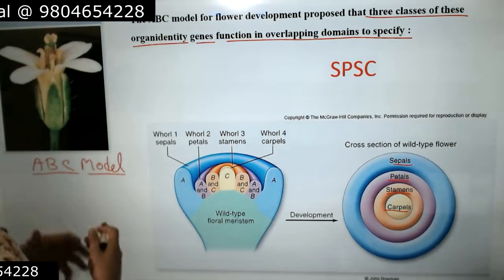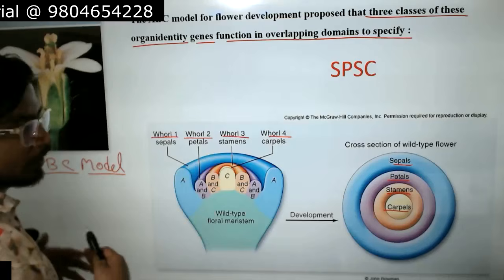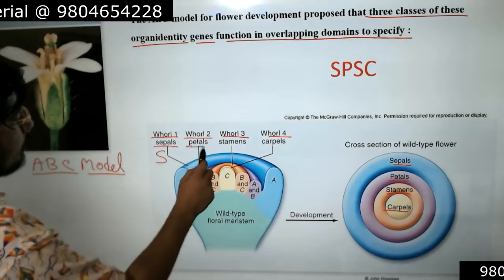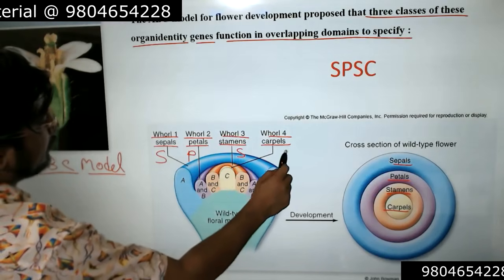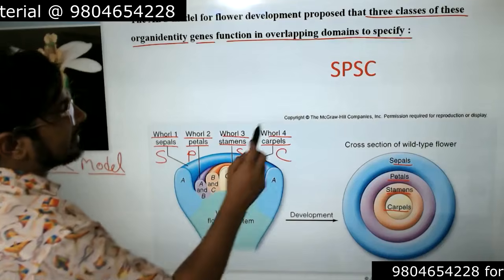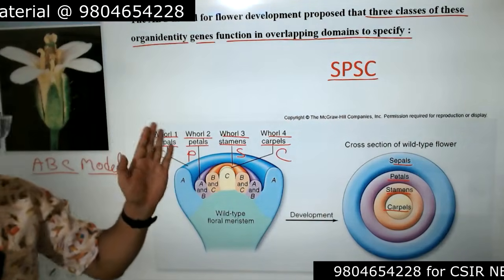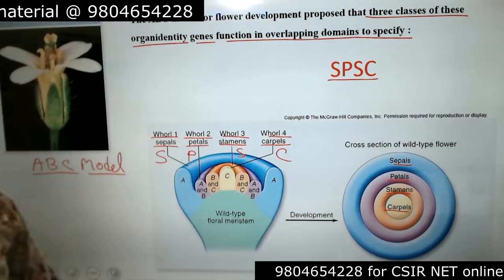See, when the flower is forming, there are different whorls created. 4 different whorls. Okay. In whorl 1, it's making sepal. In whorl 2, it's making petal. In whorl 3, it's making stamen. In whorl 4, it's making carpel. So you write it as SPSC. From now on, when we discuss it, we'll just talk about sepal, petal, stamen, carpel, SPSC.